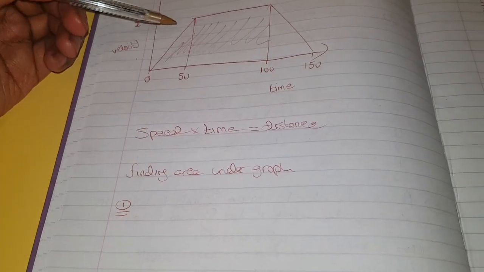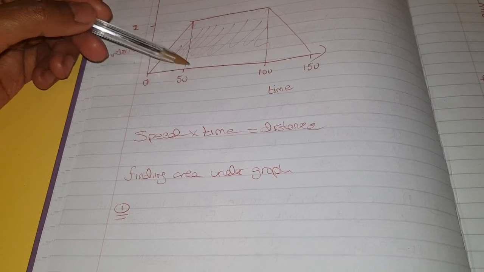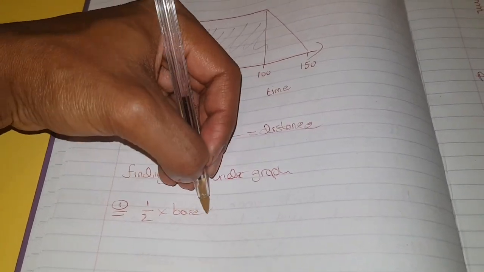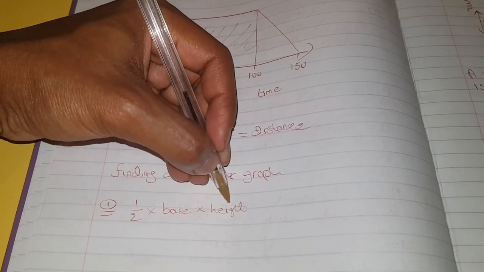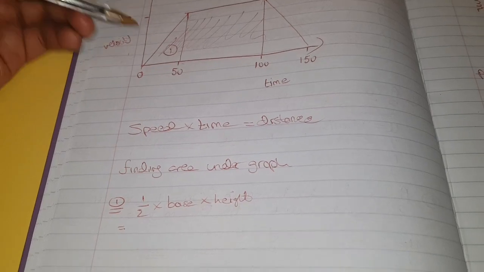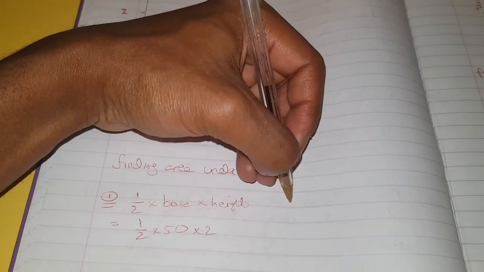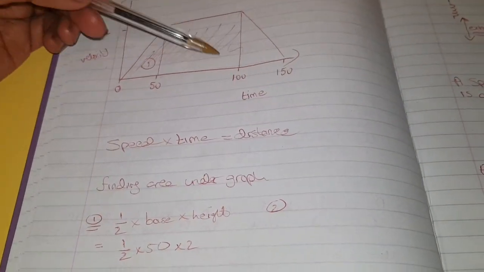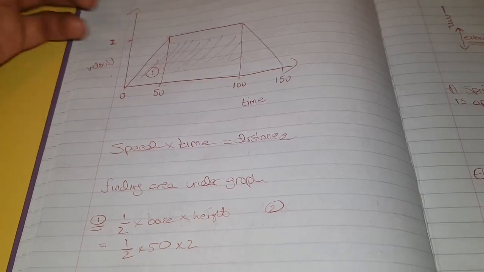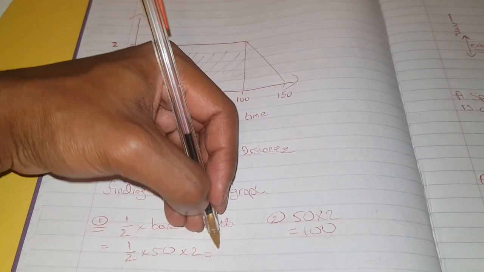First method is you find the area of this triangle first. So it'll be like what? Half base times height. We're doing for the triangle 1. The base is 50, and the height is 2. So it'll be half times 50 times 2. And then for the second part, this part is just rectangle, so length times width. So the gap there is between 150, which is 50, and the height is 2. So it'll be 50 times 2 gives you 100. This one gave you 50.